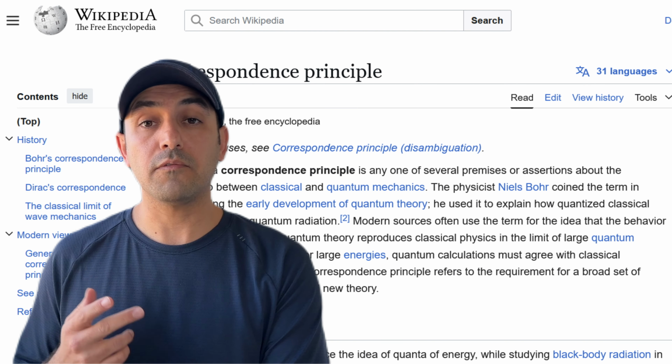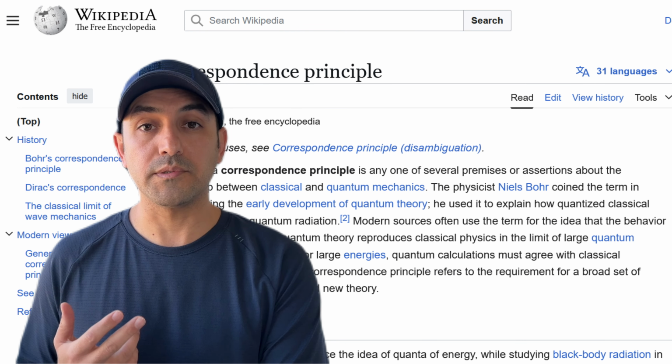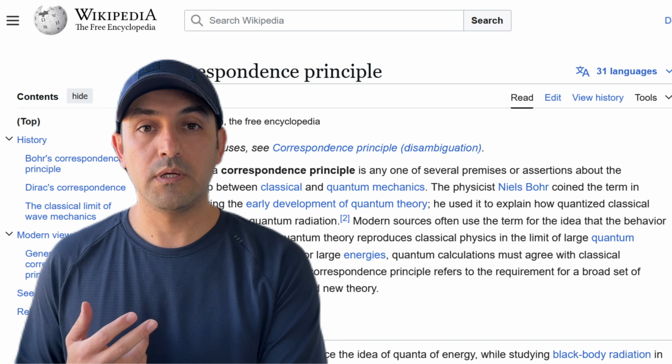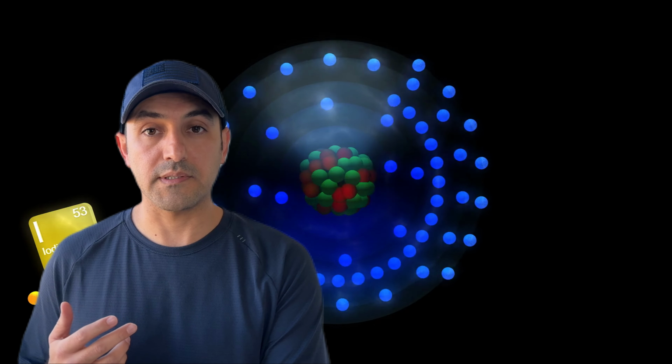In physics, one of the most famous examples is the correspondence principle, introduced by a great physicist named Niels Bohr. This correspondence principle helped validate quantum mechanics by showing that it didn't completely replace classical mechanics, but rather extended it to account for atomic and subatomic phenomena.